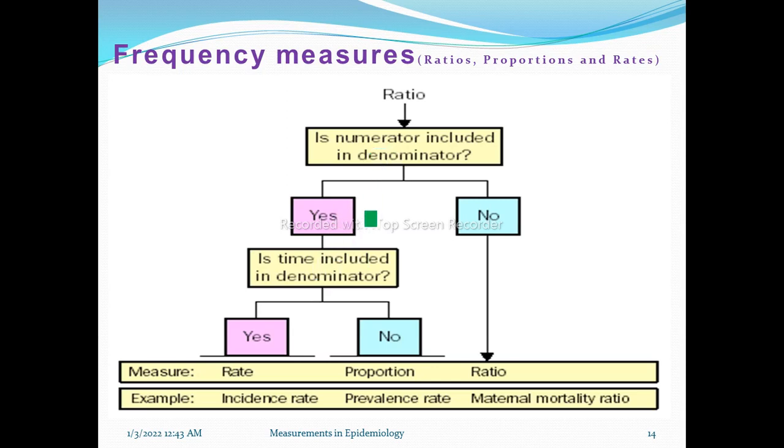In both rate and proportion, the numerator is included in the denominator, but the difference is time. Is time included in the denominator? Yes, it's a rate. No, it's a proportion. So in a proportion there is no time dimension, but in a rate there is a time dimension. An example of a rate is incidence rate, which is risk. For proportion, it's prevalence rate. A ratio is the maternal mortality ratio.